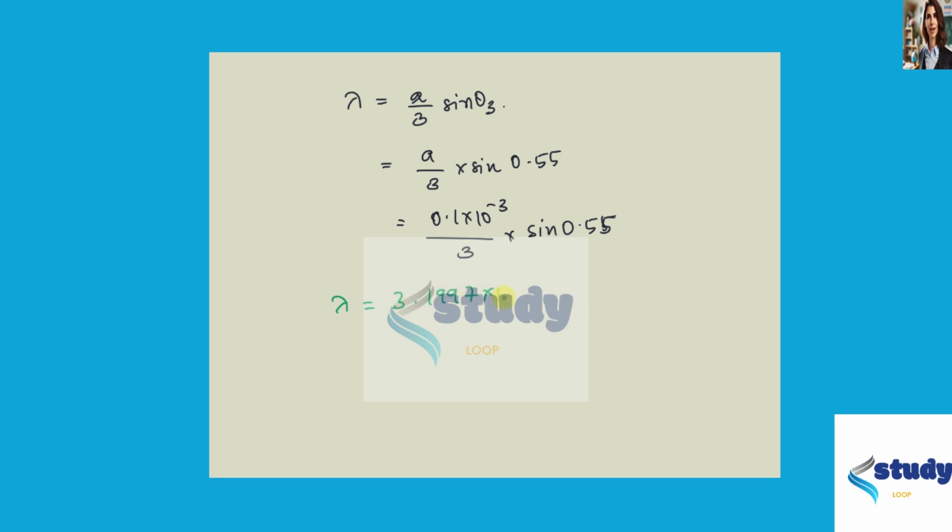3.1997 into 10 raised to minus 7 meters, which can be written as 319.97 into 10 raised to minus 9 meters, which is thus obtained as 319.97 nanometer and approximate to 320 nanometer. I hope the solution is clear.